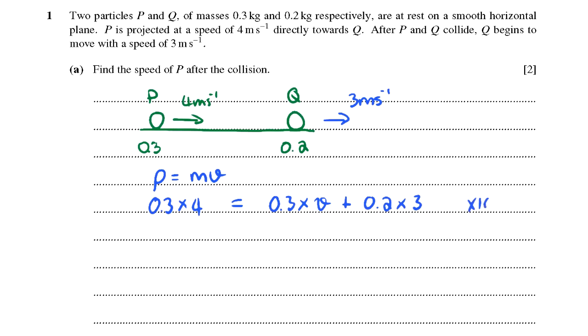Of course, the 10 gets distributed. 10 times 0.3 is 3. 3 fours are 12, so we have 12. 10 times 0.3 is 3, so 3 times V. 10 times 0.2 is just 2, times 3 is 6, and hasn't that made our job easy? So take the 6 over, subtract it from 12, we get 6, and then divide 6 by 3, and we get 2 meters per second.